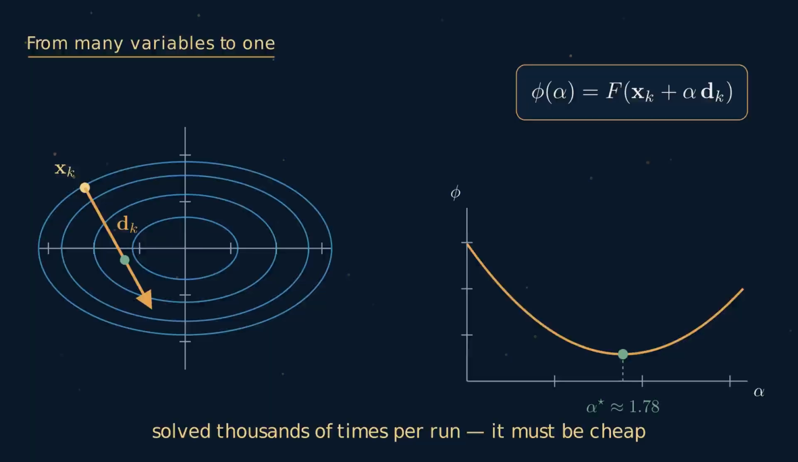Here is the catch that shapes this entire subject. A full optimizer solves this little problem again at every single iteration. So the method we use has to be ruthlessly economical with function evaluations.